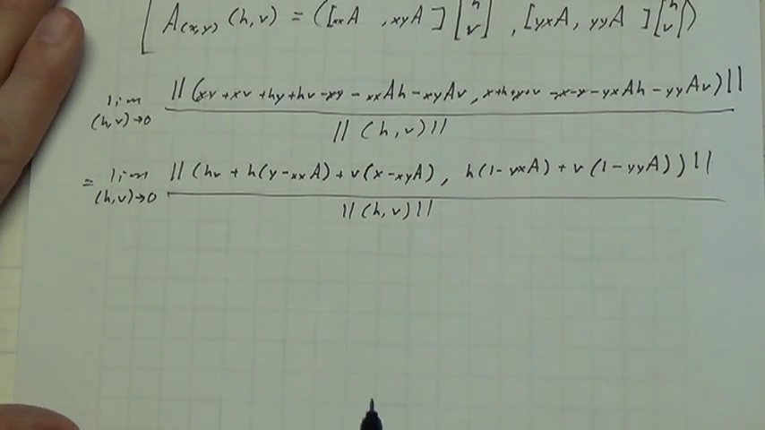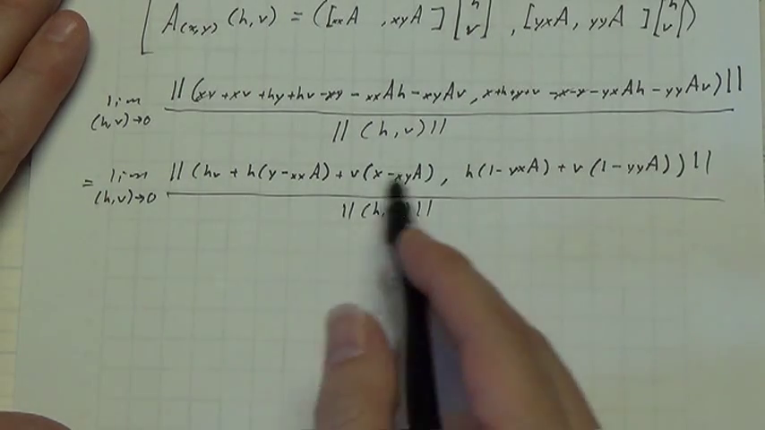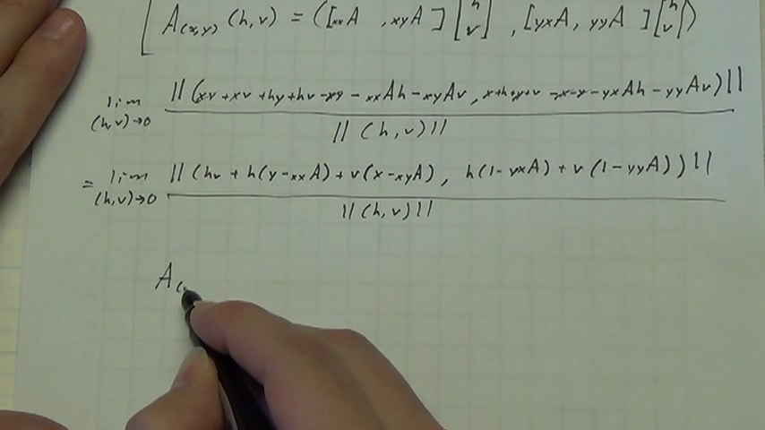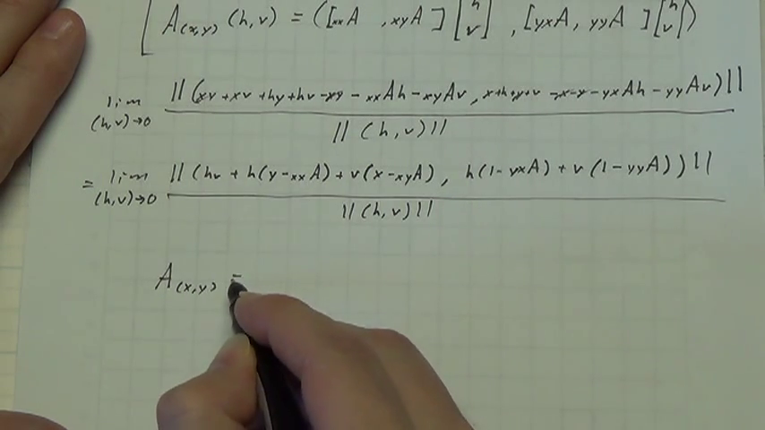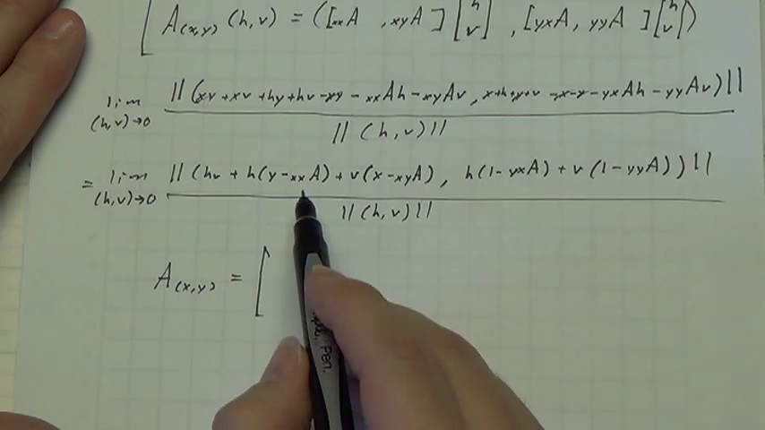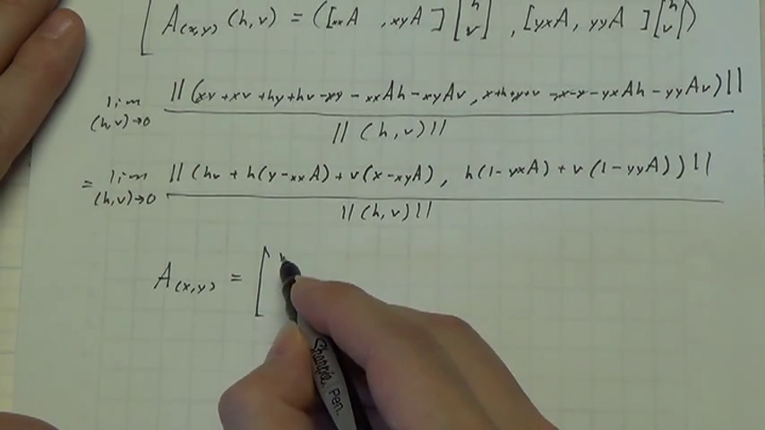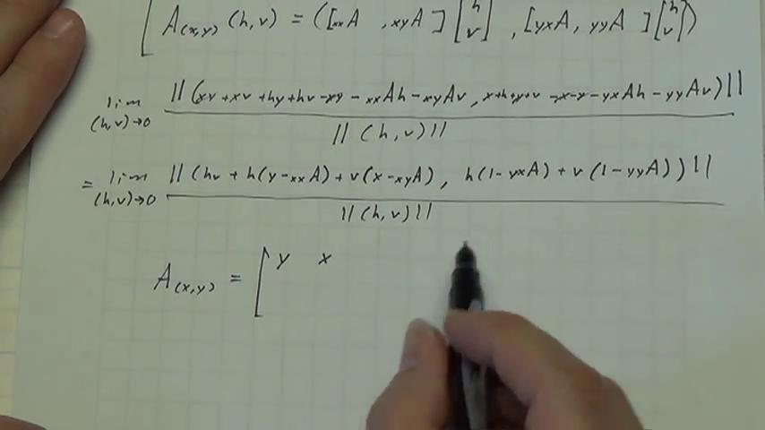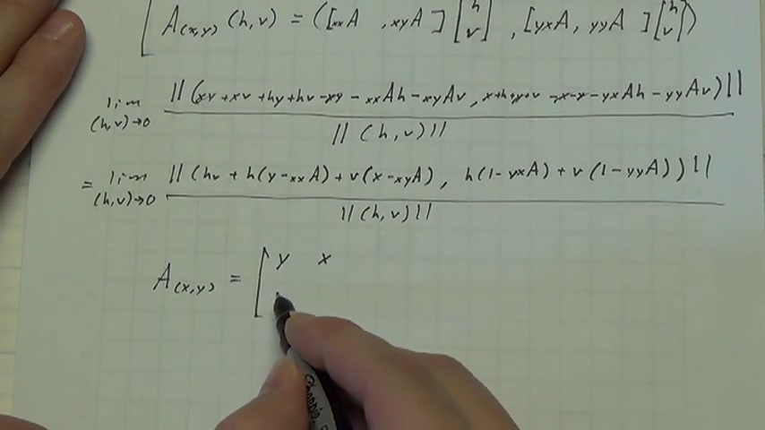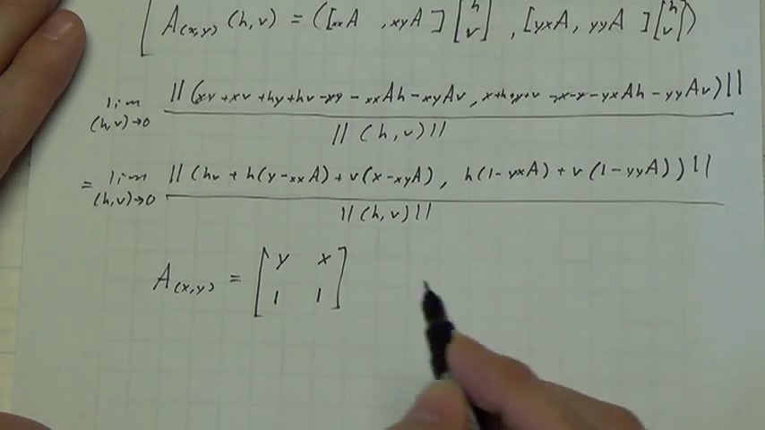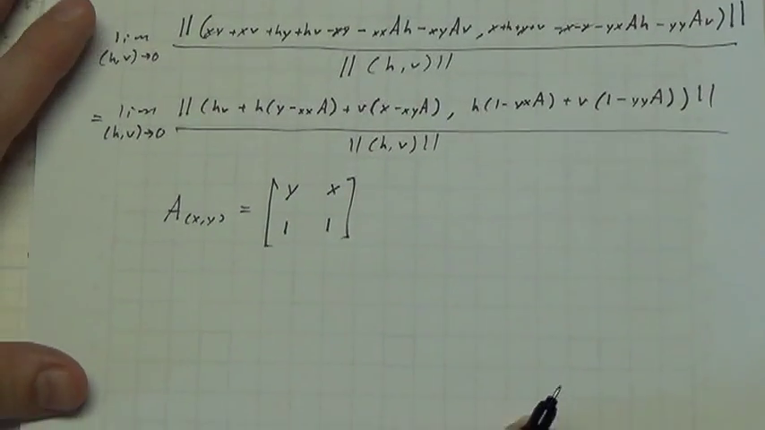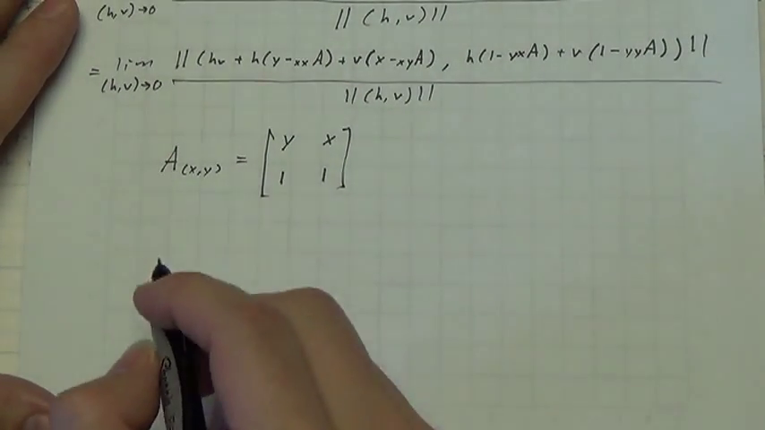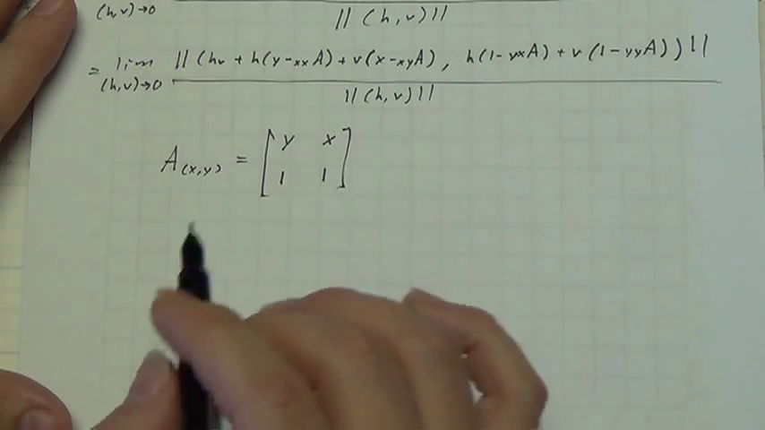And you can see what our a is supposed to be. So the x x a should be y, the x y a should be x, to make this limit go to 0. This should be 1 and this should be 1. And if you've had some calculus, you'll recognize this as the matrix of partial derivatives. All right, but let's make sure this limit does go to 0.